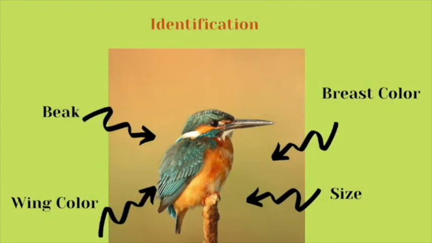In the example of birds, we can use many different things to identify them. Things like beak shape, breast color, wing color, and size are all things we can use to identify birds. In general, identification takes really good observational skills. We'll practice it when we're all in the garden.